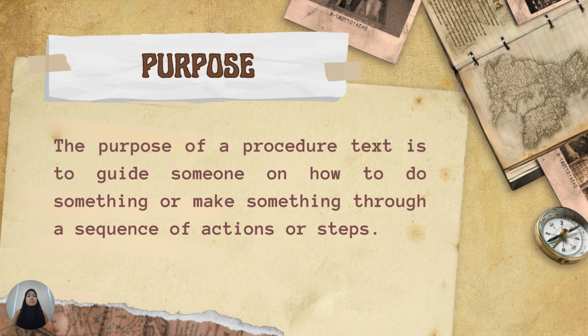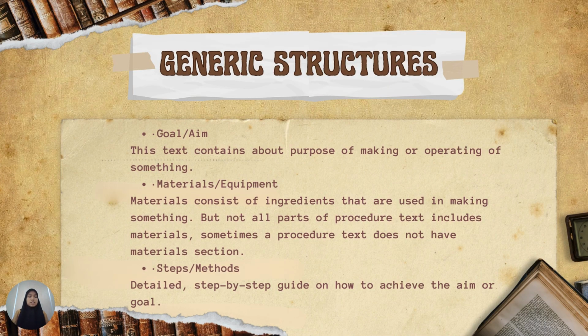So, what are the generic structures of procedure text? Let's see, the first generic structure is a goal or aim. This contains the purpose of making or operating something. So the goal is, of course, that we want to make something. It is proper as our goal to achieve the desired outcome.